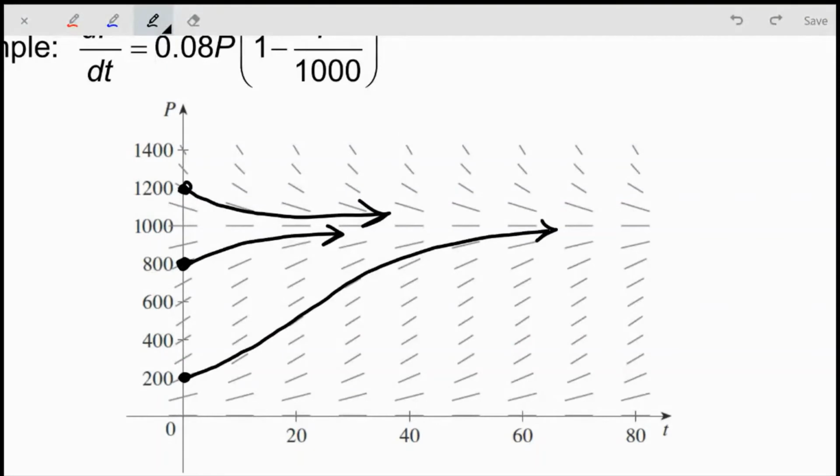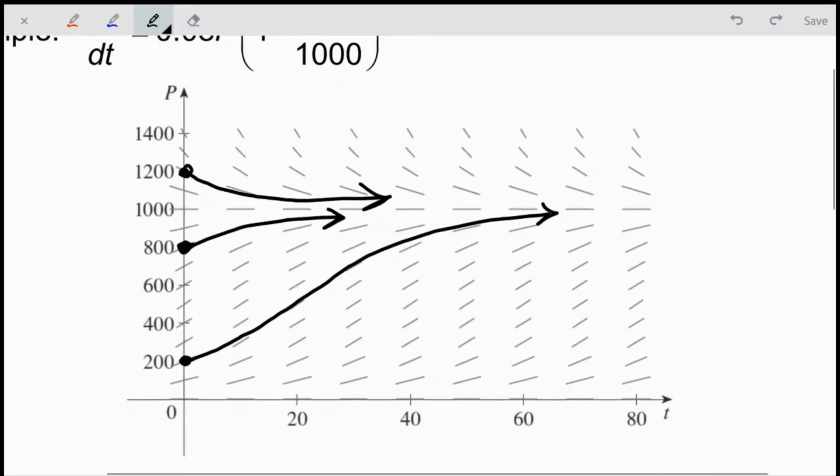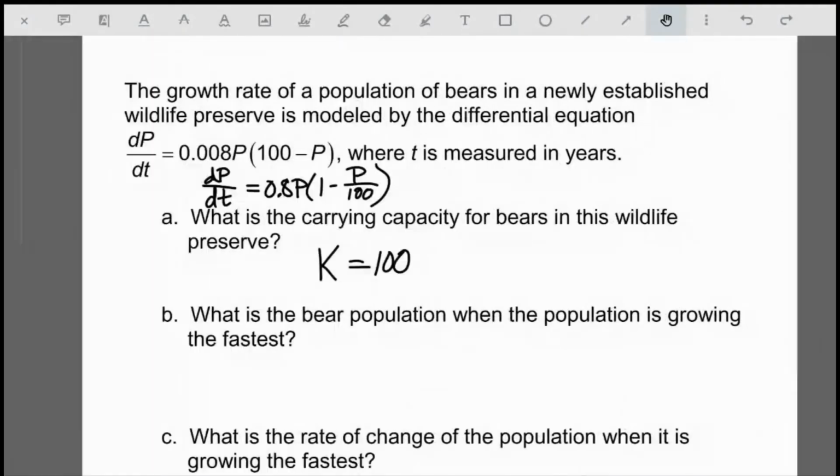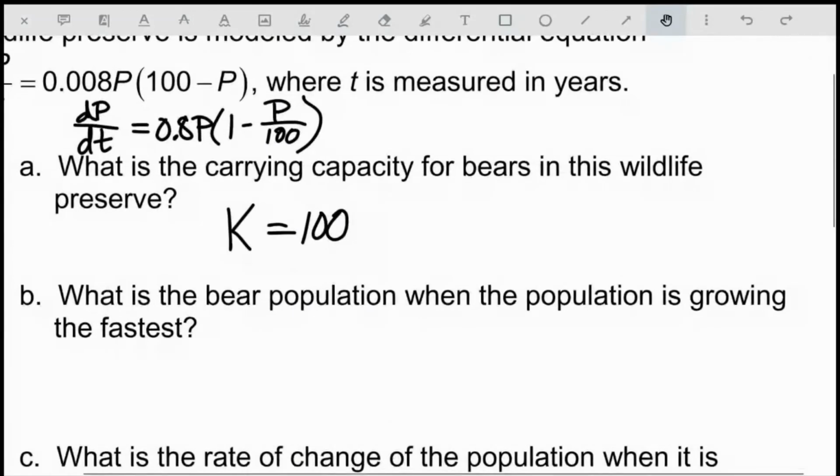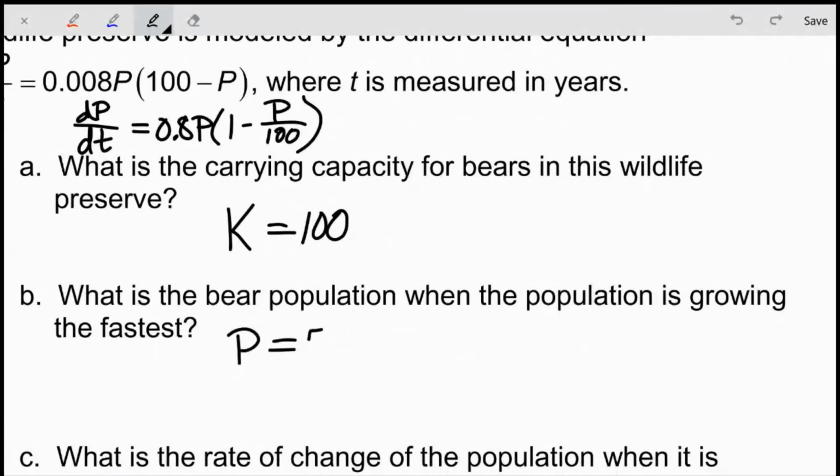So I could go through and look at finding the maximum value of dp/dt by using derivatives. However, just as a general rule, when we get to that halfway point between a zero population and the carrying capacity, that's where we're going to have our fastest rate of growth. And then from that point on, growth rate is going to decrease. So for that question, back where we were, what is the bear population when the population is growing the fastest? That's going to occur at the point when population is equal to 50.